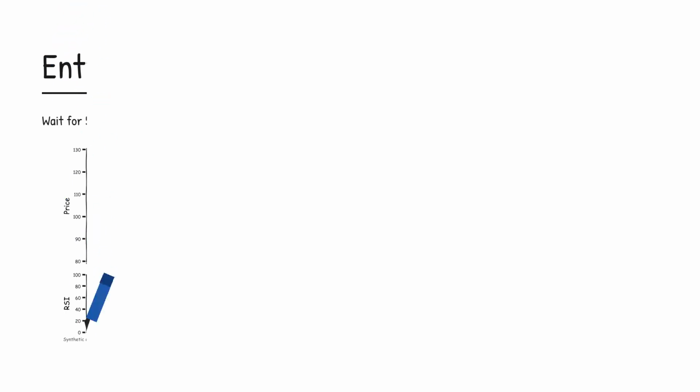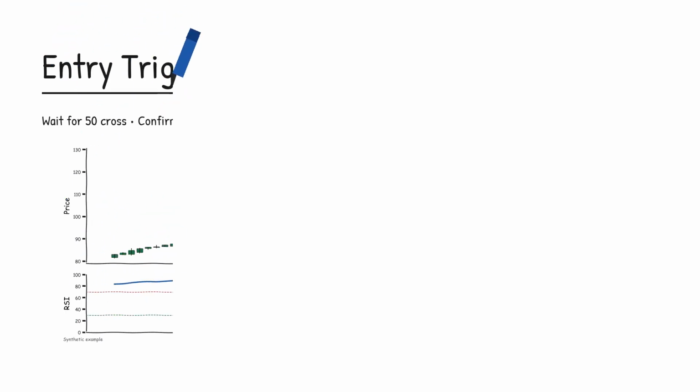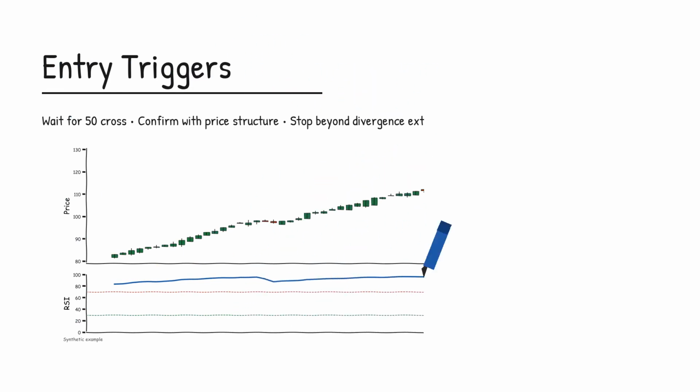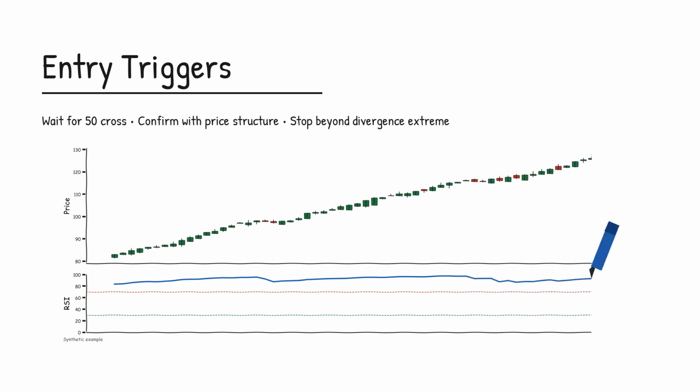Divergence alone is not an entry. You need a trigger. Wait for RSI to cross back through 50, the midline, after a divergence forms, or wait for a swing low or swing high break on price. Combining the two filters out most noise. Your stop sits beyond the divergence extreme, your first target is the prior swing.